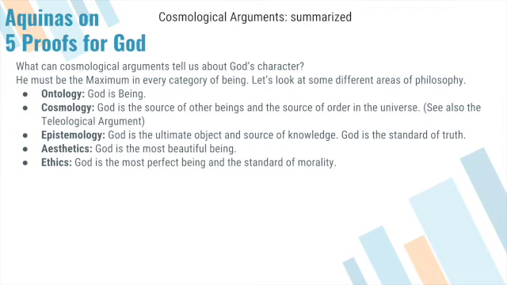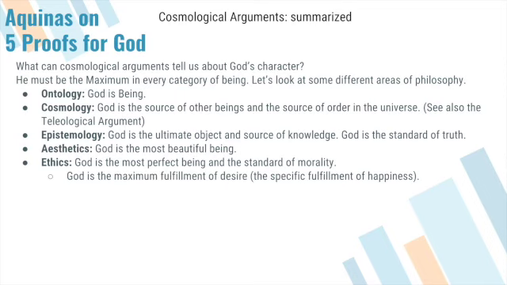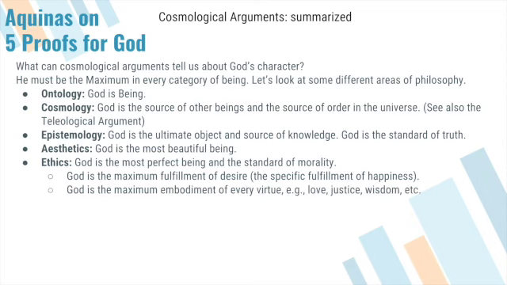Again, at this point, we still could think in terms of God being a collection of these principles in a vague abstraction. God is the maximum fulfillment of desire, the specific fulfillment of happiness, right? Look at my Aquinas lecture on happiness and virtue to see how Aquinas talks about happiness as the general fulfillment of desire, but that is specifically fulfilled in God. God is the maximum embodiment of every virtue, like love, justice, wisdom.